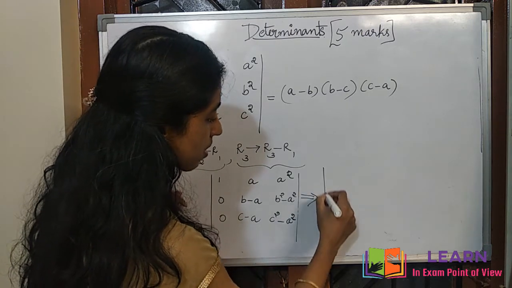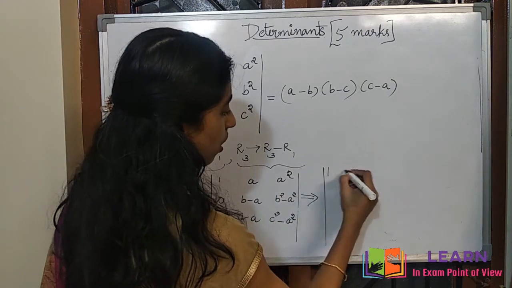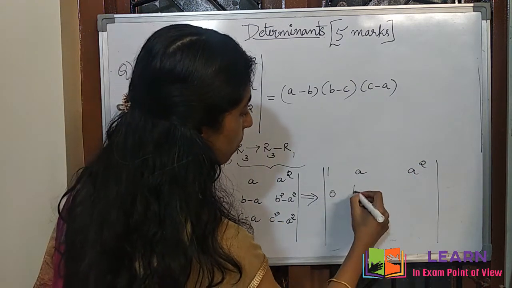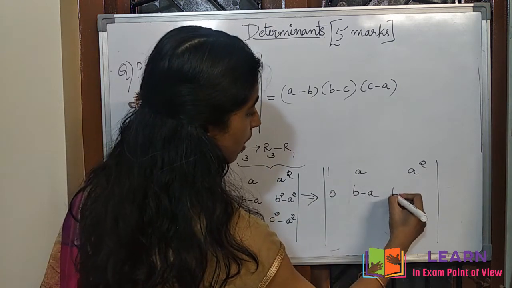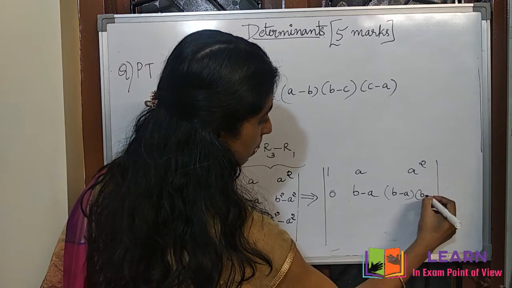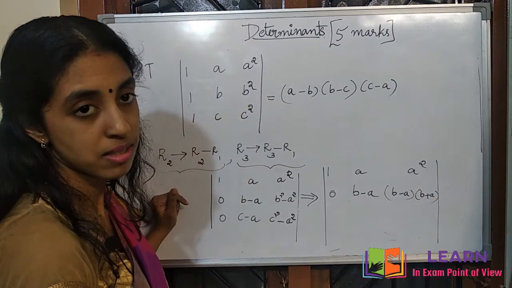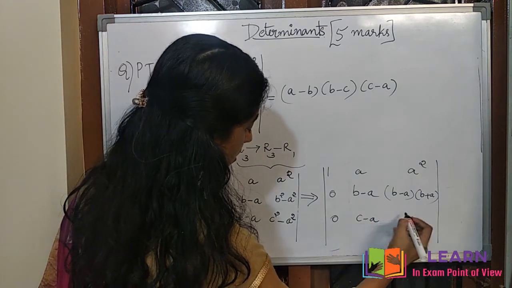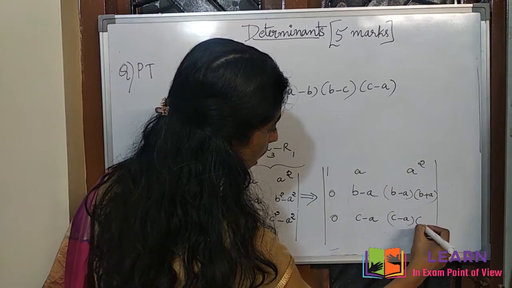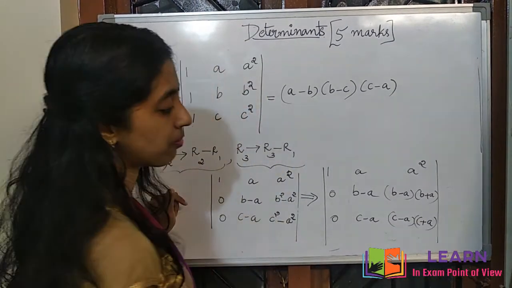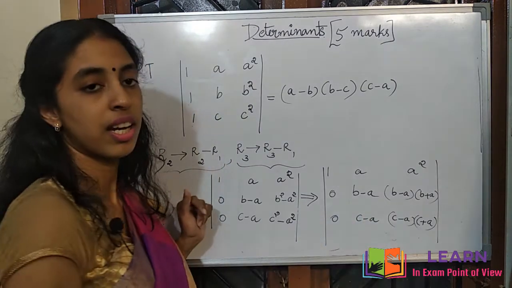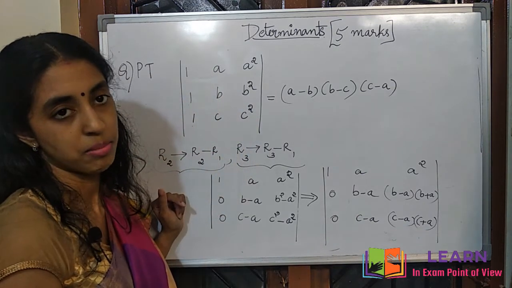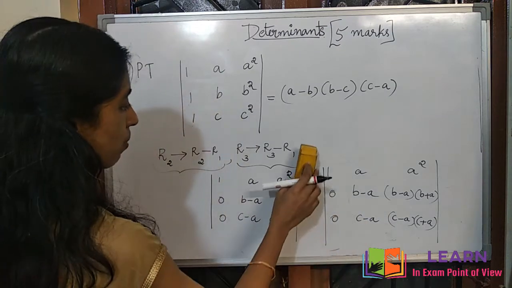This can be written as first row elements as such, 1 a square. Then here 0, b minus a, and b plus a, which is the expansion of b square minus a square. Then the third row we have 0, c minus a, then c minus a into c plus a. Now just check here, common we can take. In the second row b minus a is common, and in the third row c minus a is common. So just take that outside, okay?